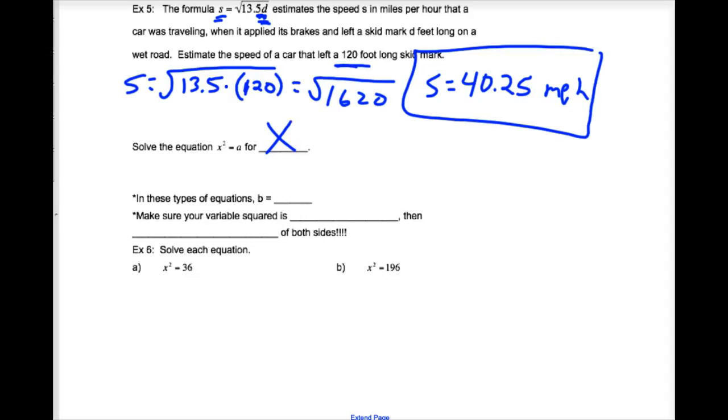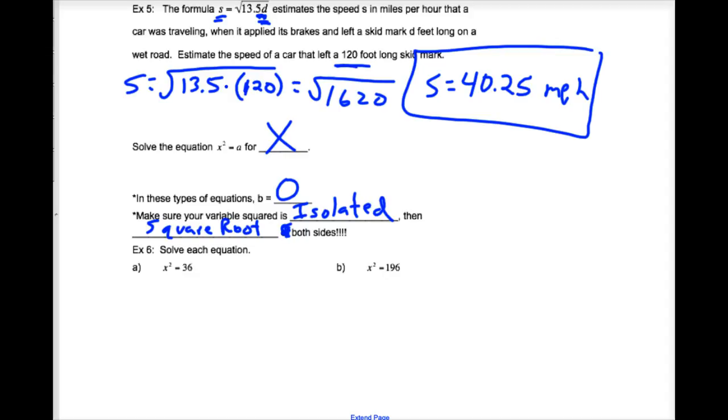Now these type of equations, and this is what we're going to do for our homework, is when b equals 0. Make sure that your variable squared is isolated. There's that word again, isolated. What does isolated mean? Alone and lonely. Get it by itself. You need to get your x squared by itself and then square root. Some of them are already by themselves, yes. Then square root both sides.